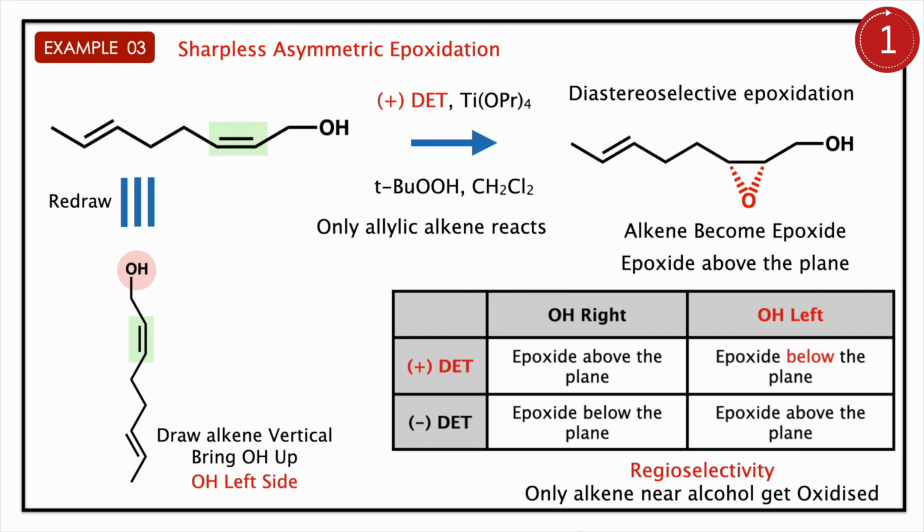So to get to our final product, we'll go by the basics. First bring the alkene vertical, then find the position of OH. If you look at it, OH is on the left hand side. You are using plus DET. So plus DET, OH on the left hand side means, if you look at the table, below the plane epoxidation. So draw the alkene in the allylic position, epoxidation happened. It is below the plane epoxidation.